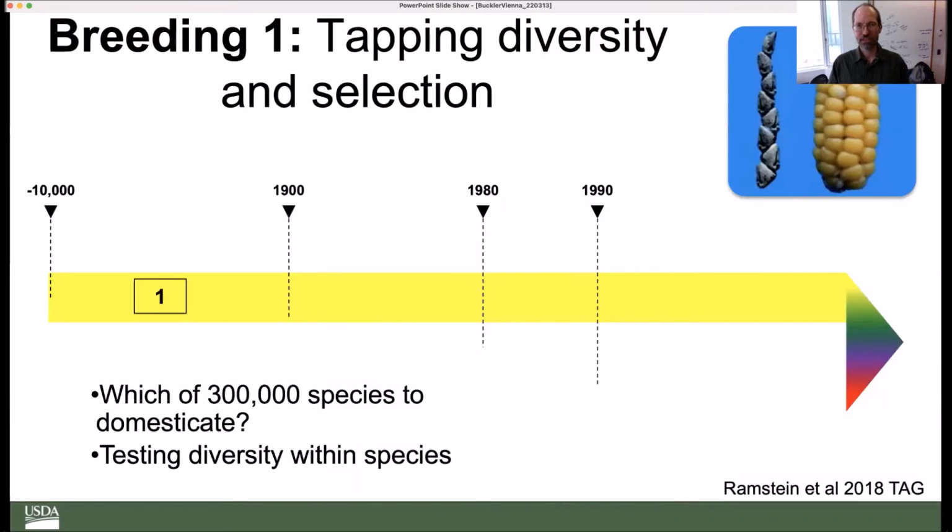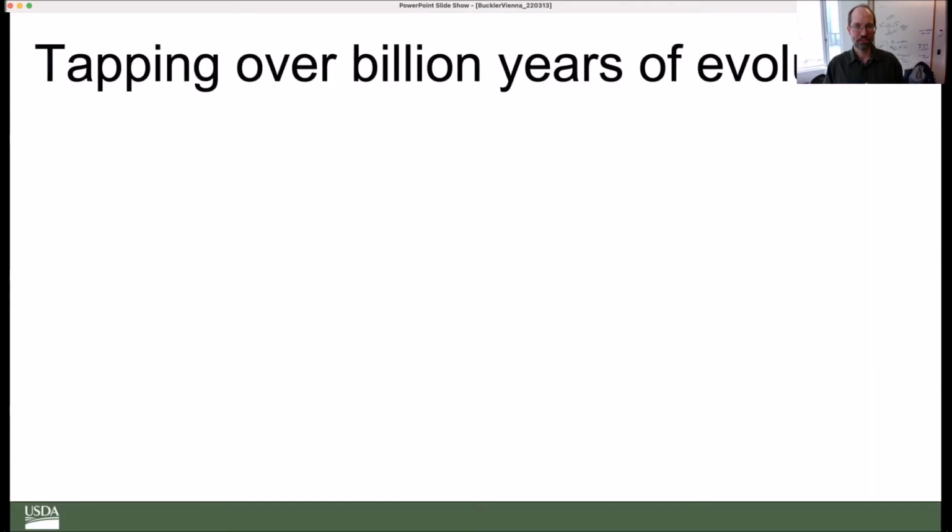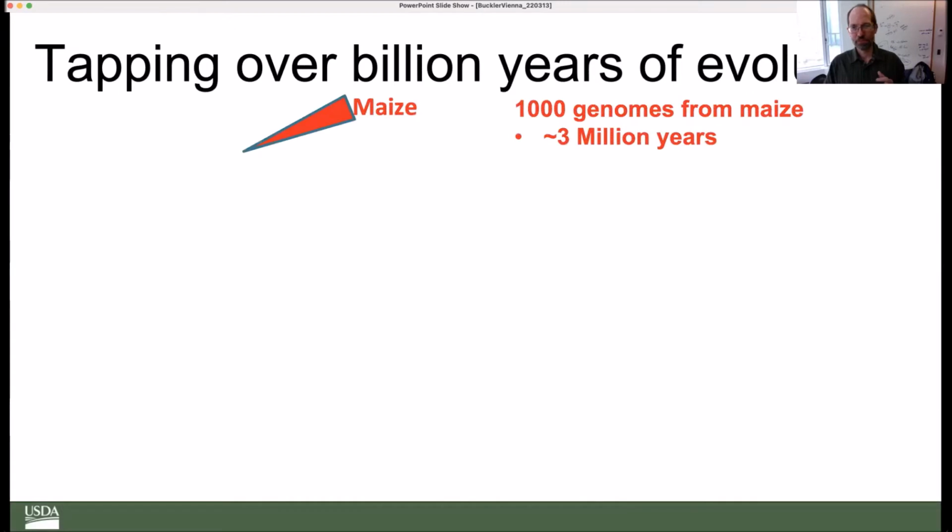And so the way we intend to do this is essentially using the 4 key elements that we use all the time in breeding. The first is tapping diversity. And in that tapping of diversity, what we're looking to do is really tap over 1 billion years of evolutionary time to learn how crops recycle their nutrients and fix carbon efficiently.